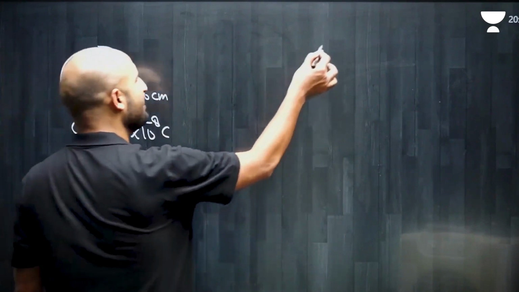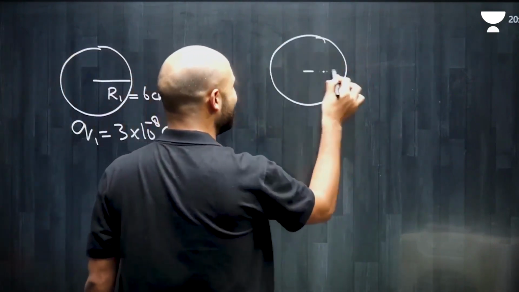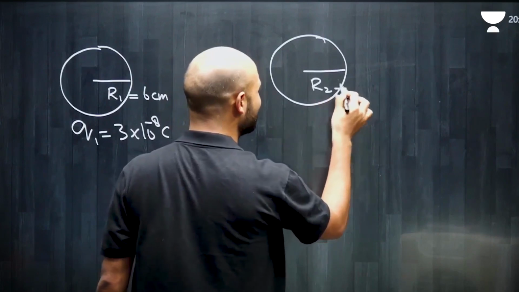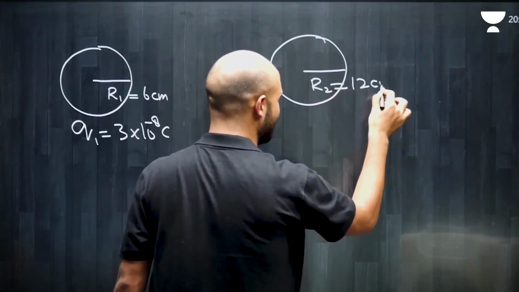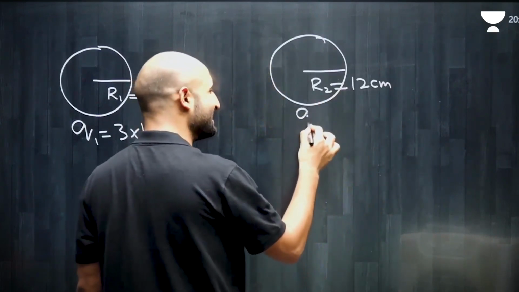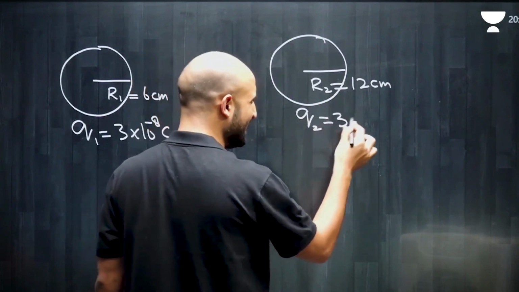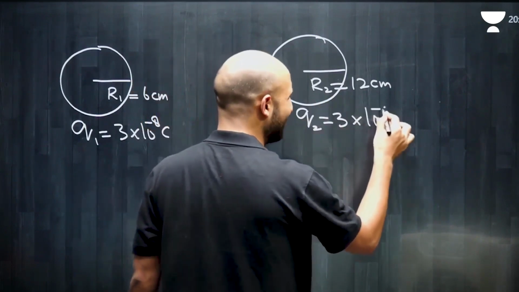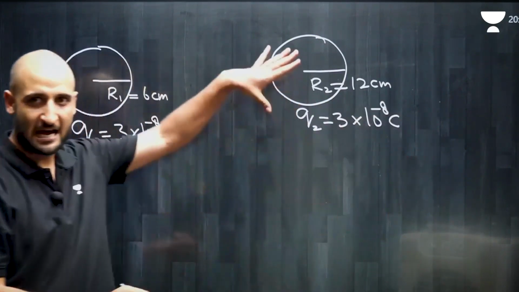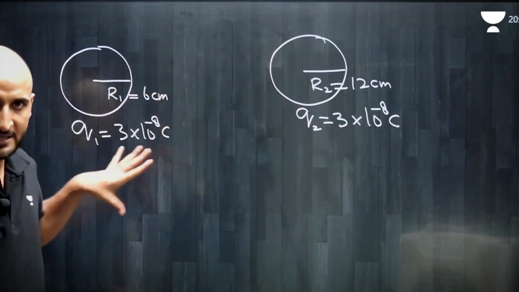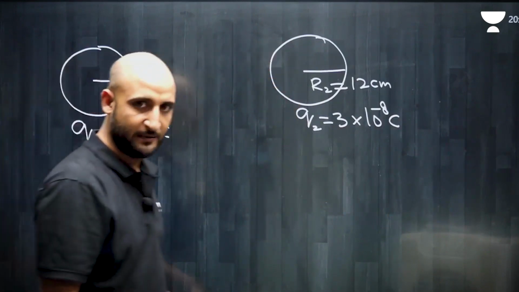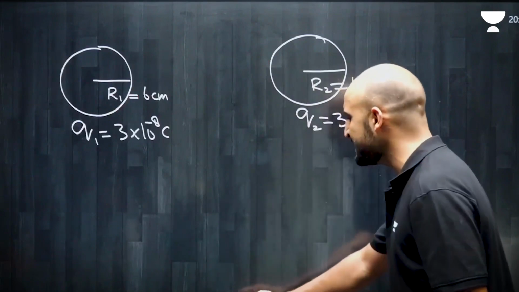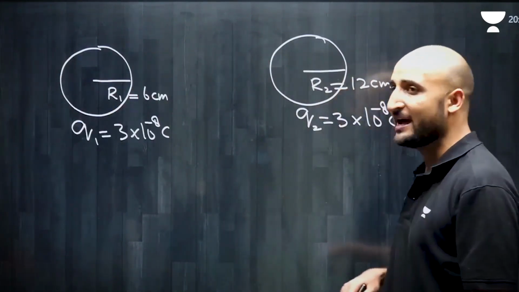Then I have one more conductor here. Its radius R2 is given, that's 12 centimeter. Yes, absolutely. And the charge is the same: Q2 is equal to 3 into 10 power minus 8 coulomb. This is the data. Now the question tells me I connected these two conductors by a wire.